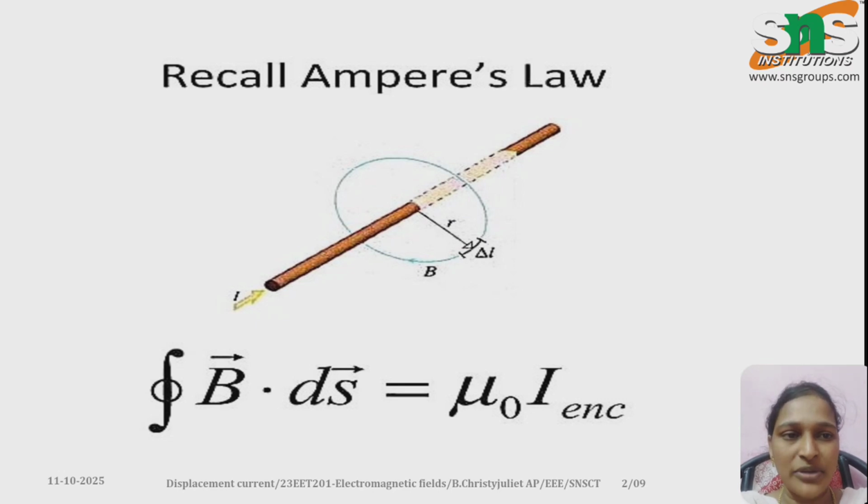We know what Ampere's law is. Ampere's law states that the flux density enclosed in a closed loop will be equal to the amount of direct current enclosed within that loop, right? So integral B dot dl is equal to mu naught I enclosed. So the amount of flux contained in a closed circuit will be equal to the amount of current flowing through the closed circuit, right?